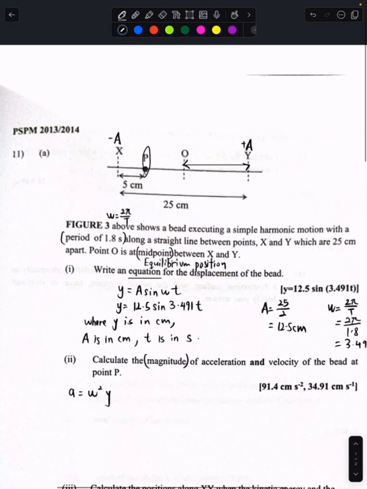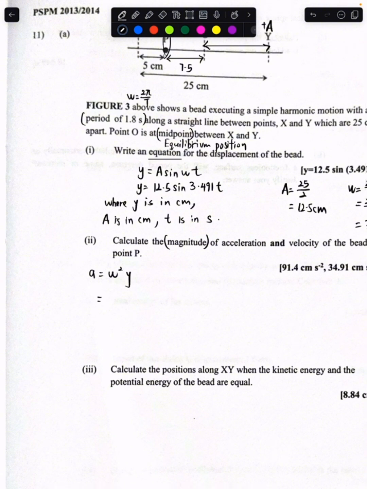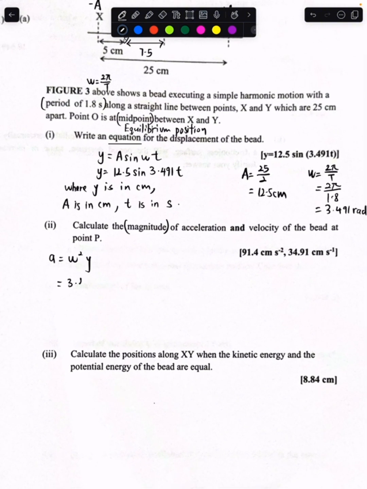So y is actually not the 5 cm. They want to trick us, but y is actually from the equilibrium position to P. So actually it's right here. This is the y. That's why y is equal to 12.5 minus 5, which is 7.5. Okay, so we just substitute everything inside. Omega is 3.491 squared, and the y displacement is 7.5, and we just press our calculator and you'll get 91.4 cm per second squared.